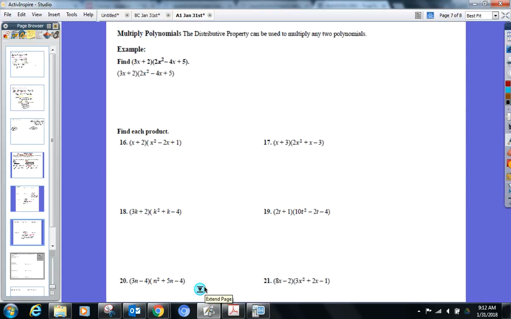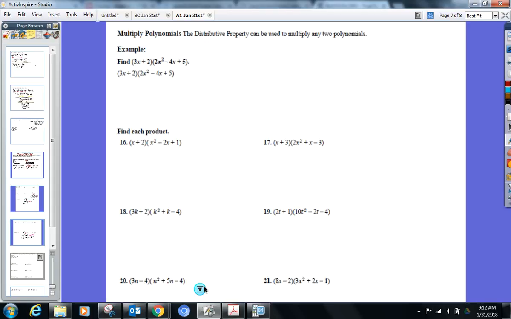Actually, you know what? We'll do the example. Now, not 2 binomials now. What's this one? What's 3x plus 2? That's a binomial. And what's 2x squared minus 4x plus 5? Trinomial. Are my rules going to change? No. Here's what's going to change. You got to do a little extra step. A little more work. That's it. A little more work.